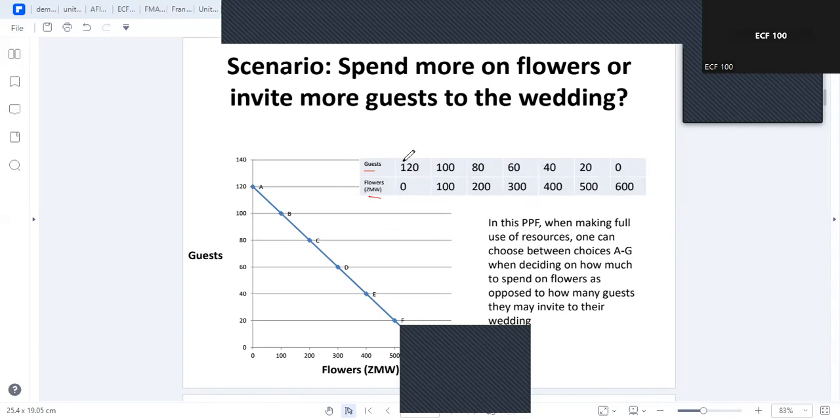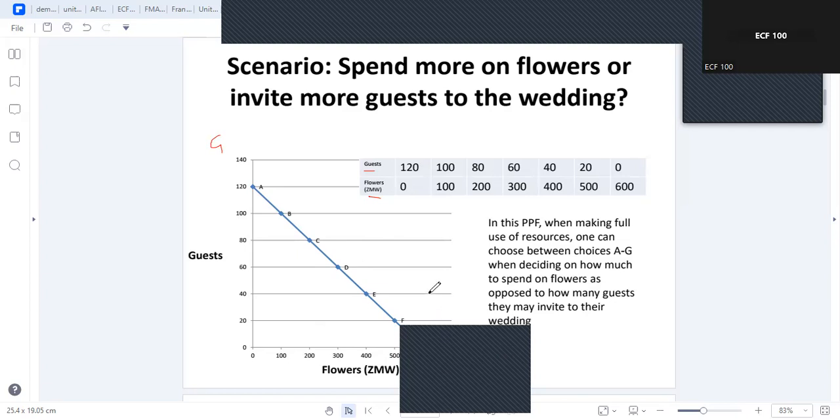So if you're given this, we're going to illustrate. This is 0, you draw in your scale. Your guests are here, you can denote this as G, and your flowers are here, denote this as F. So you have 0 at 120, 100 at 100, then we go to 200 at 80. We have 60 at 340, 420, 500 and 0. So this is our linear PPF.